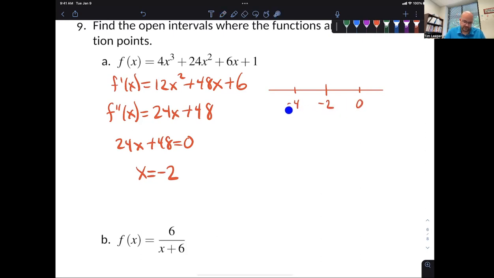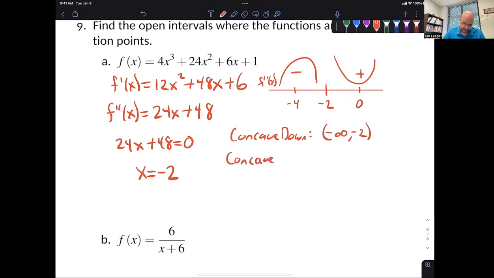Now, if you take those and plug them into the second derivative, and again, this is the second derivative that we're plugging them into. So plug in -4, it's going to give me -96 plus 48. That's a negative, which means it's concave down. And then plug in 0, that's 0 plus 48. That will give me a positive. That's going to be concave up. So it's concave down in the region from -infinity to -2, and it's concave up in the region from -2 to infinity.